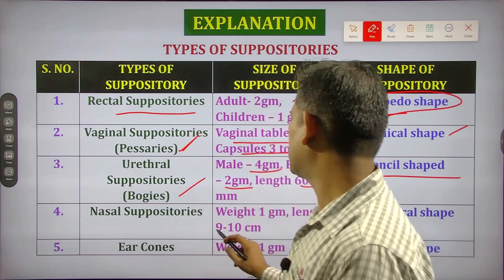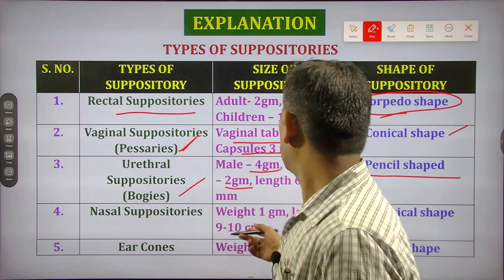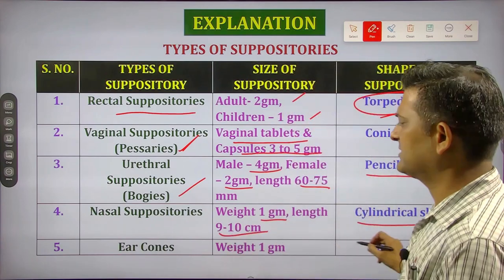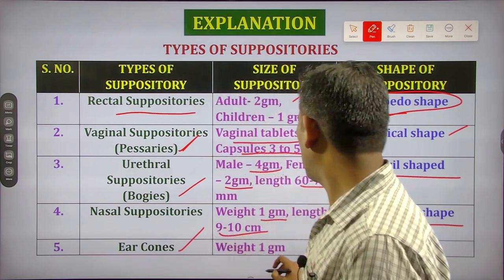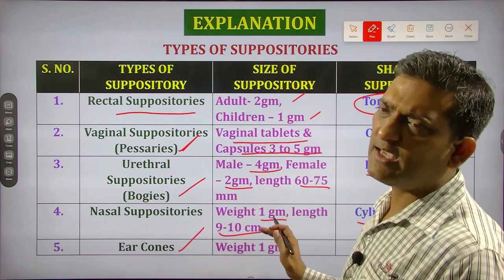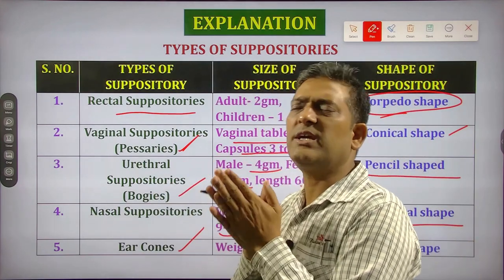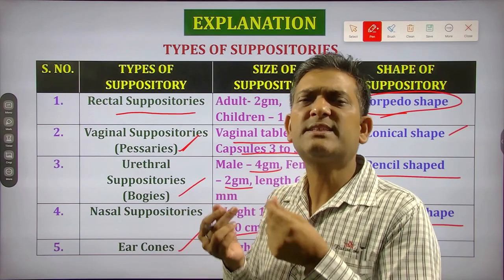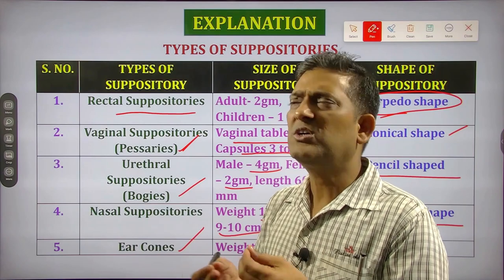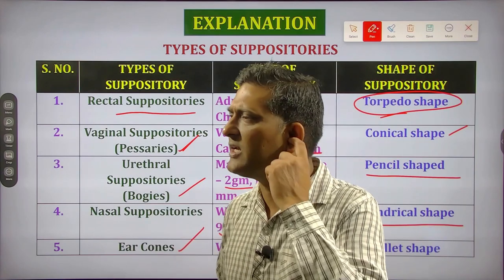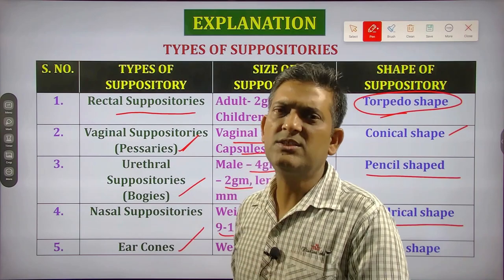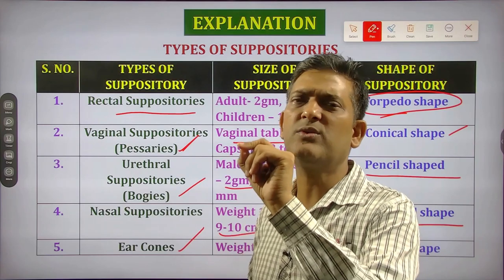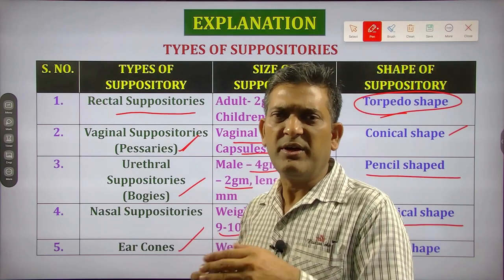Nasal suppositories are also sometimes known as nasal bougies. Weight is 1 gram, length 9 to 10 centimeter, and these are cylindrical preparations. And ear cones weigh 1 gram and are bullet shaped. So there are various shapes depending upon the area where we are administering these products. Suppose we are using ear cones and we think of using a pencil shape, it is not suitable. We have to prepare formulations which can easily fit that particular part, for better and quicker action.